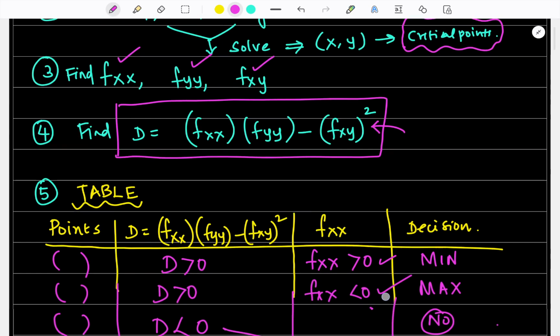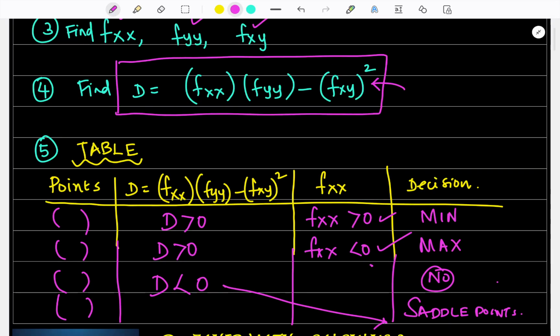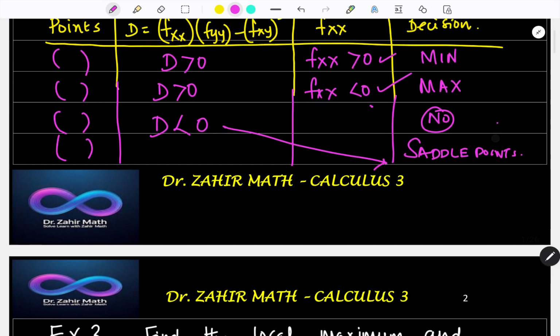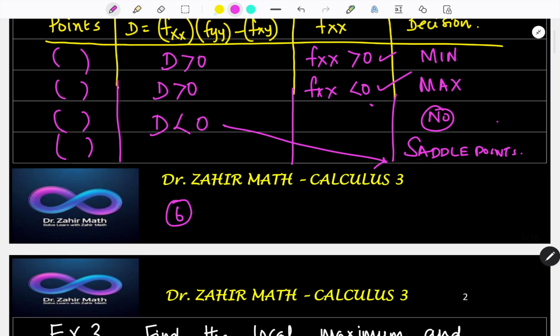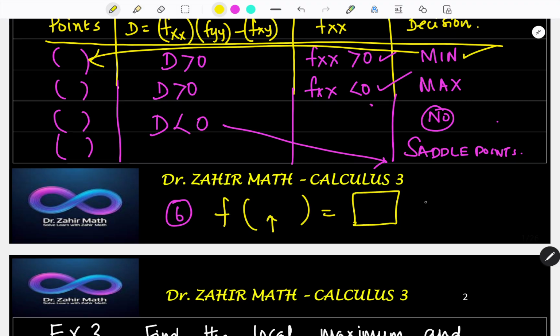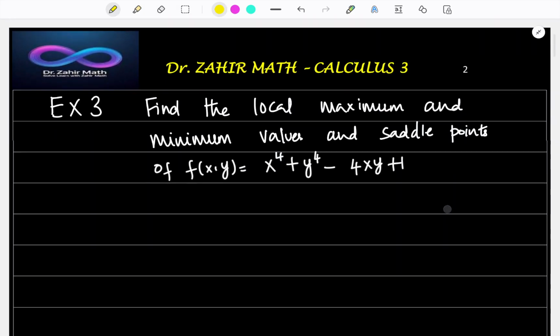Keep that in mind. Then step number 5: you create a table with the points, D and fxx, and make a decision. Then the last step, number 6, is to find the maximum or minimum value. If you decide it is a minimum, you put the point into the function to get the minimum value. Sometimes you get both a maximum and a minimum, sometimes only a maximum, sometimes only a minimum. These are the points you need to discuss.